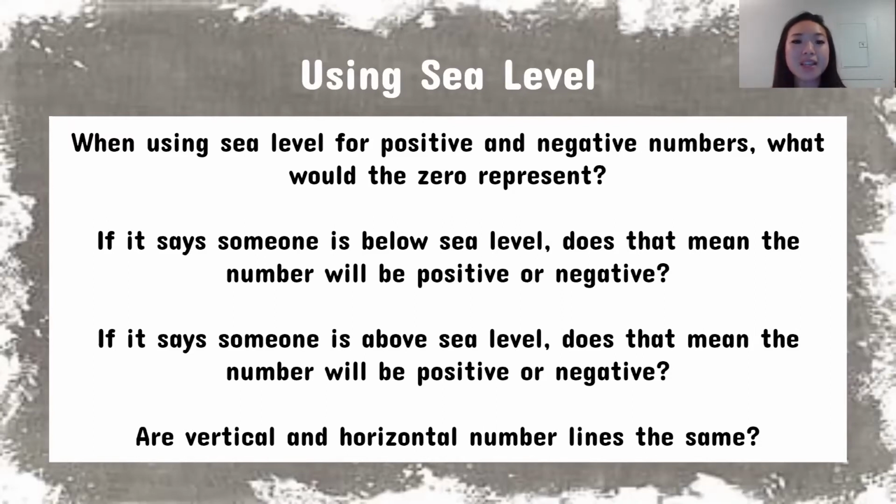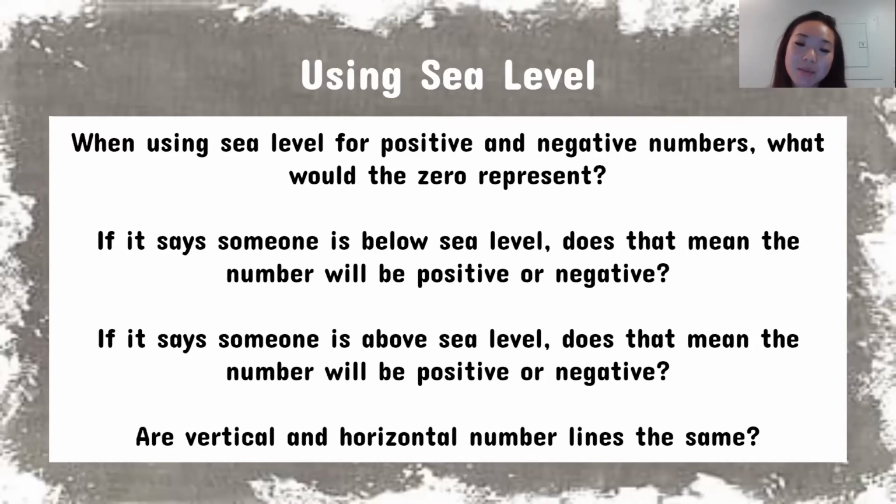So then if someone is below sea level, does that mean the number will be positive or negative? That's a little bit self-explanatory, but we will go over that again. So we have our sea level, which is 0. And if someone is below the sea, if someone's swimming below the sea, that means they're lower than our 0, which means they're lower than our sea level, which means if someone's below sea level, the number will be negative.